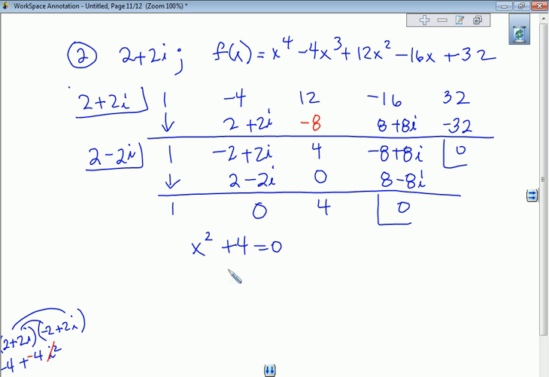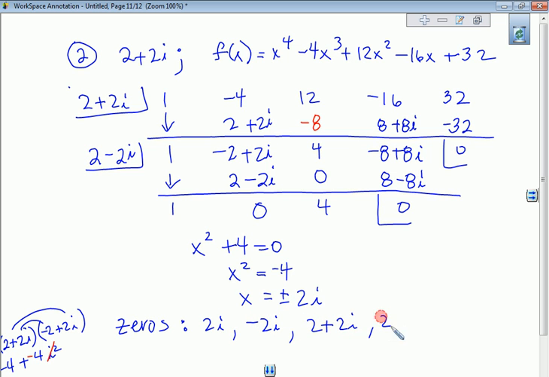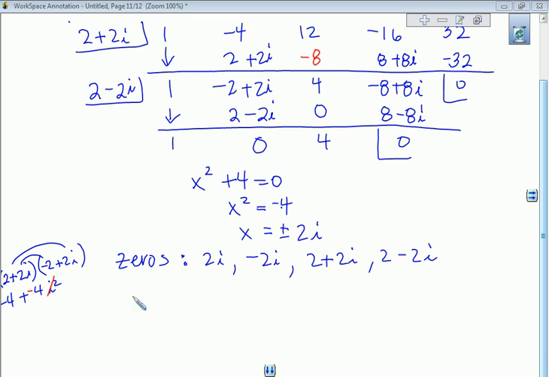So if we wanted to know what the zeros are, we could set it equal to 0. And that becomes -4. So x equals plus or minus 2i when we take the square root of both sides. So if I were to list my zeros: 2i, -2i, 2 plus 2i, and 2 minus 2i. I've got 1, 2, 3, 4, and the degree of the function is 4. I have them all.